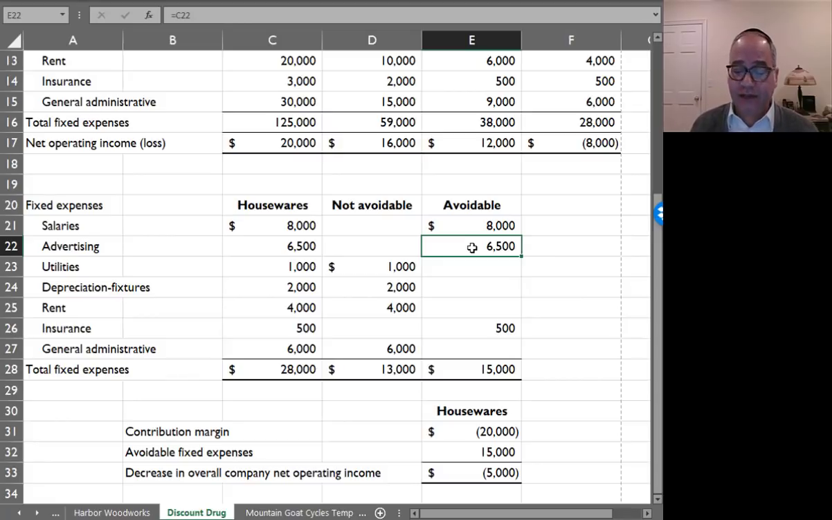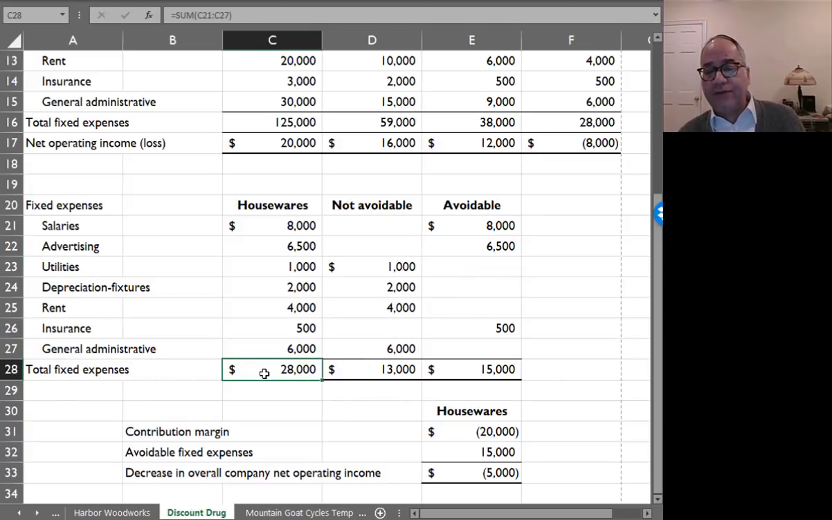Insurance, if I reduce my product line, I'm going to save $500. I'm not going to have to pay that insurance. And I'm going to save the general administrative cost. Let's say I have some kind of manager in the store who's in charge of housewares. I'm not going to have to pay that person anymore, and so I'm going to save $6,000. So of the $28,000 in fixed expenses, $13,000 is not avoidable, and $15,000 is avoidable.